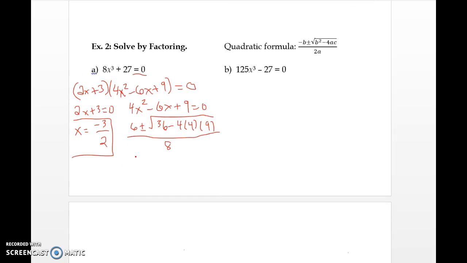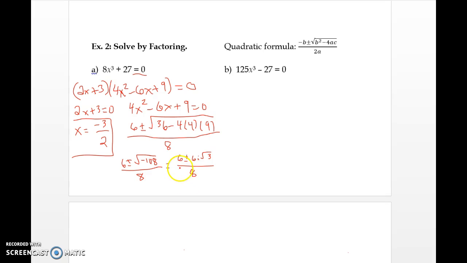So then we can simplify this. 36 minus, this is going to be 144, gives you a negative 108. So I can say 6 plus or minus the square root of negative 108 all over 8. And we can break down that radical, negative 108, to 6 plus or minus 6i root 3 all over 8.